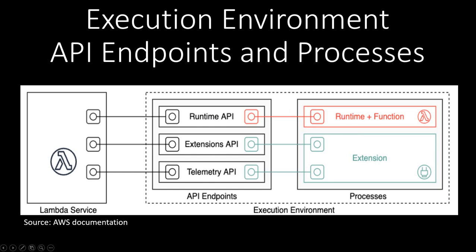Extensions communicate with Lambda using the extensions API, whatever extensions we have in our Lambda function, those communicate with the extensions process using the extensions API. And then we have the telemetry API. Extensions can also receive log messages and other telemetry from the function using the telemetry API. So if the function sends some log messages or any other telemetry data, those are communicated through the telemetry API.